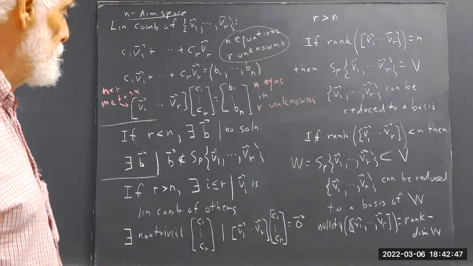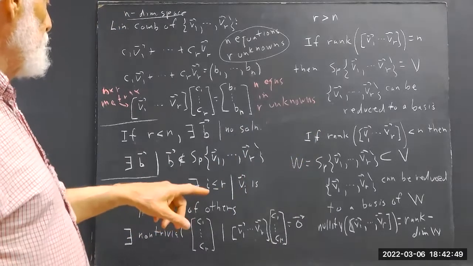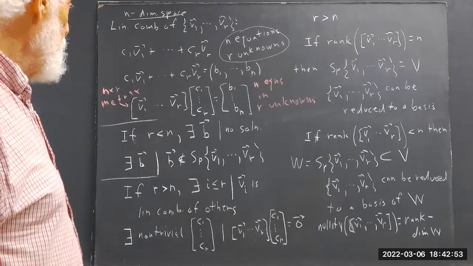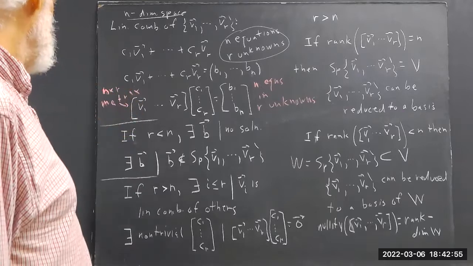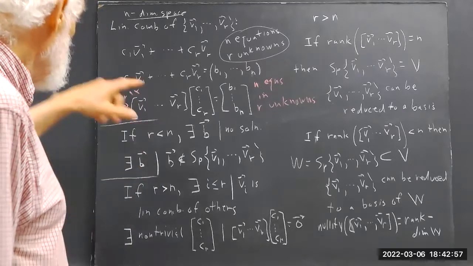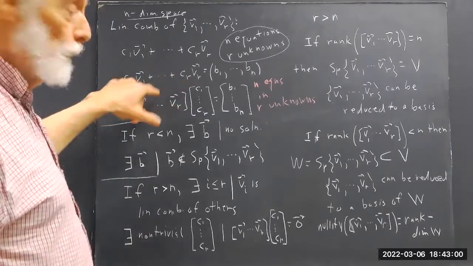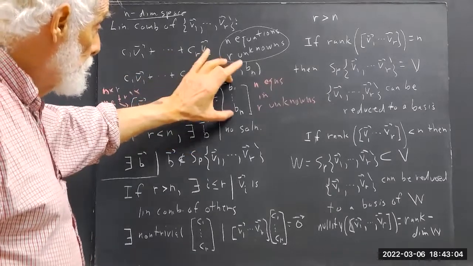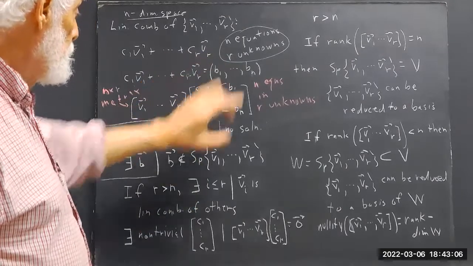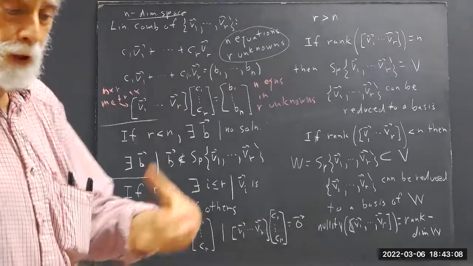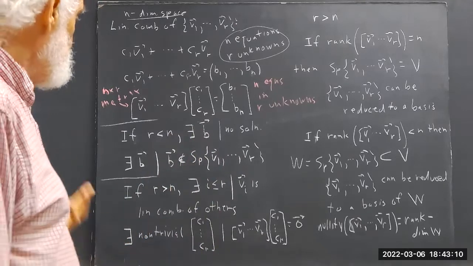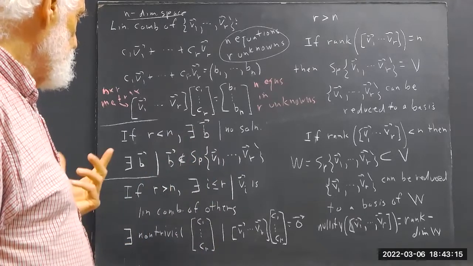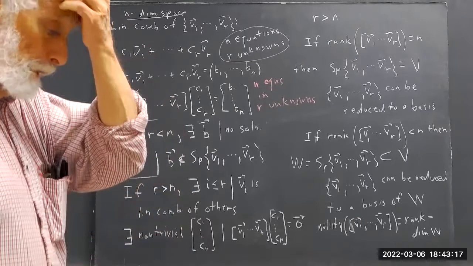Okay, now if R is greater than n, what does that mean? That means you have more unknowns, because you have R unknowns. C1 through CR are unknown, which means that this is bigger than this. This is longer than this. It means you have more unknowns than you have equations. When that happens, several things can be said.